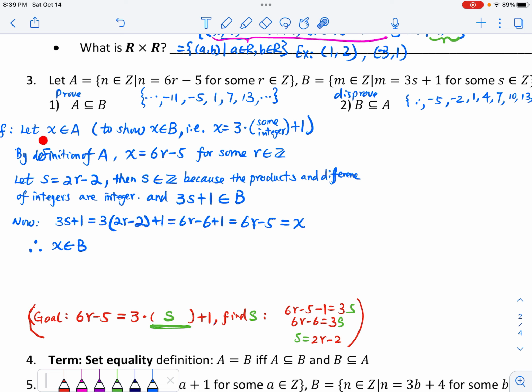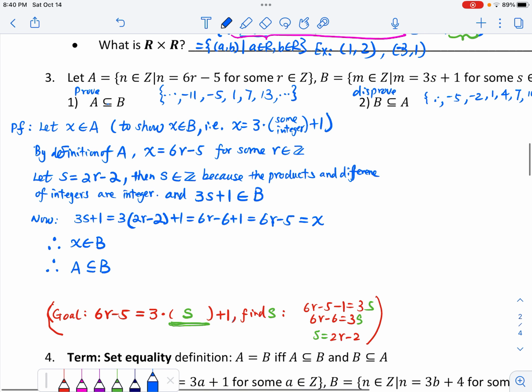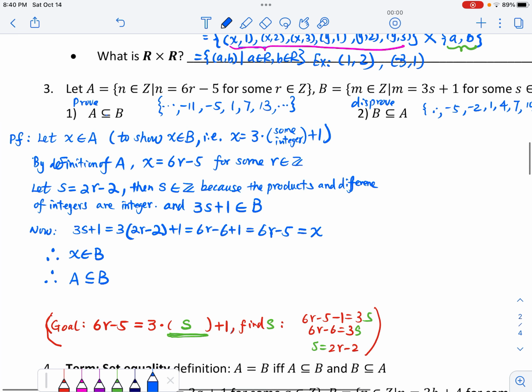Do you see that we started with x picking an element from A? Now we show that x, this chosen element, is actually in B. So therefore, according to the definition of the subset, we can conclude that set A is a subset of B. So we finished the proof of these statements, okay? And by the way, this is just my scratch work. It helps me come up with how I define S.